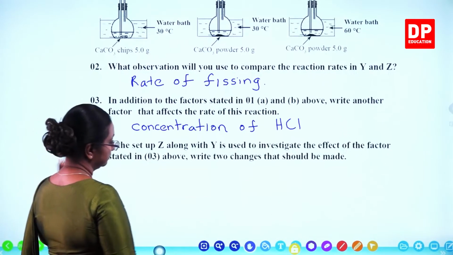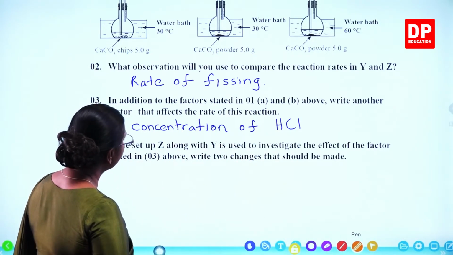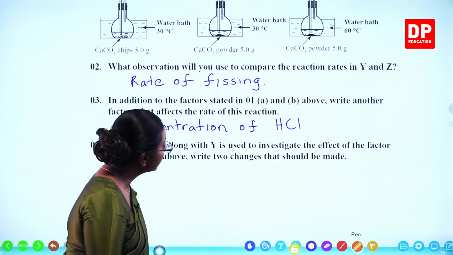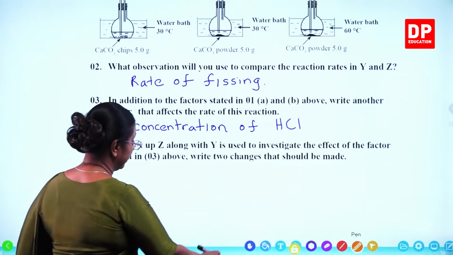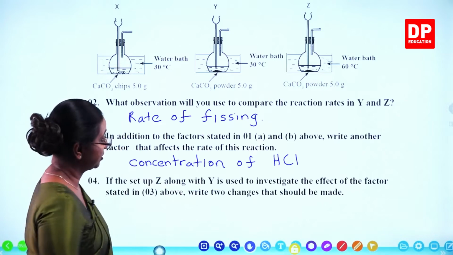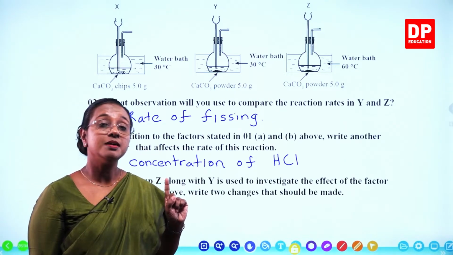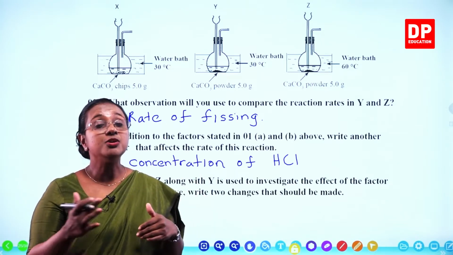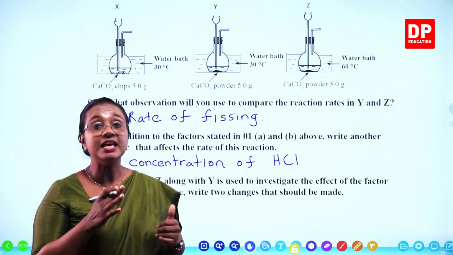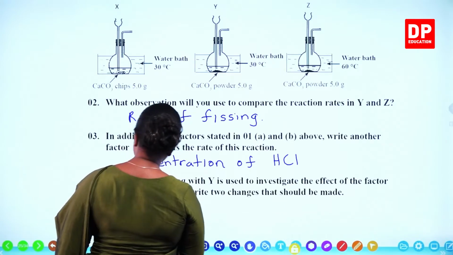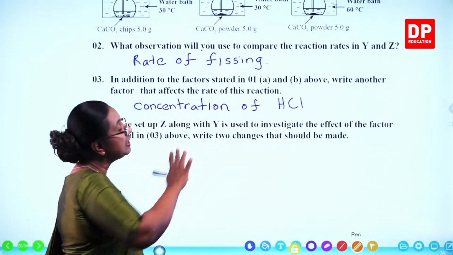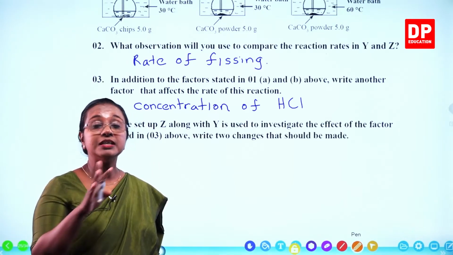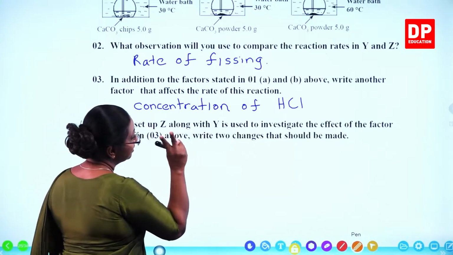Then the next one. If the setup Z along with Y is used to investigate the effect of the factor stated in 3 above, write 2 changes that should be made. What are the 2 changes you need to make in order to have different concentrations? Now here in none of these is the concentration mentioned. So what do we do? We need to take equal volume, the final volume has to be the same, but you need to add water and hydrochloric acid in different proportions. So those are the changes that you need to make. Here also we will be taking the same volume but the same acid. So when you change, you will have to change the volume of water and change the volume of hydrochloric acid. So those are the 2 changes.